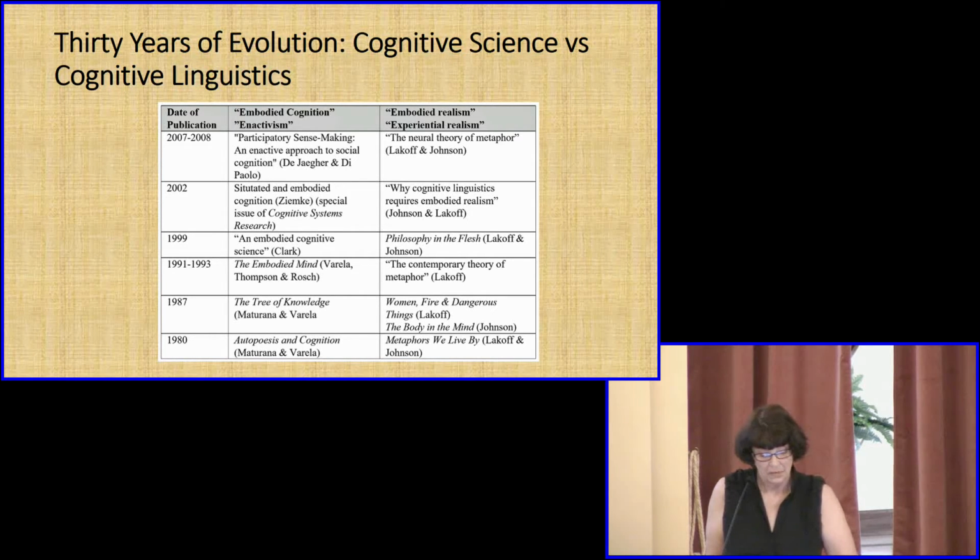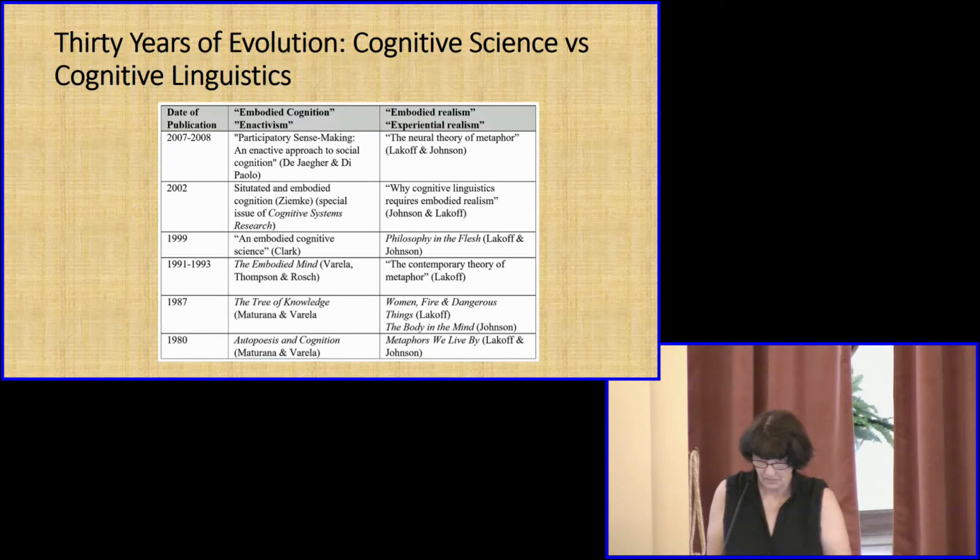In 1991, you had The Embodied Mind, which was the book I cited before as being the groundbreaking book that still today appears over and over again, cited by those working in the field of embodiment. And that year, you have Lakoff coming up with the contemporary theory of metaphor, where he begins to harden his position. Right? In 1999, we have An Embodied Cognitive Science by Clark, another important work. Same year that Philosophy in the Flesh came out.